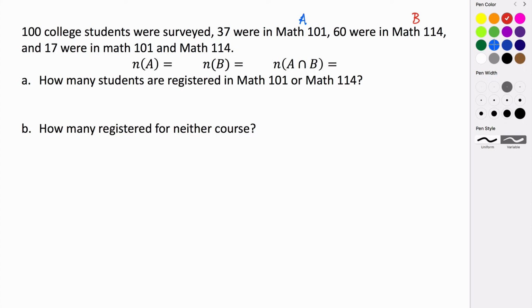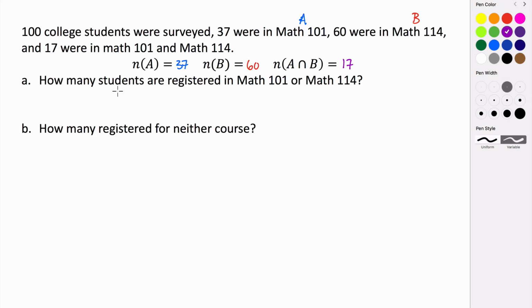So the number of students in set A is 37. The number of students in set B is 60. The number that are in both was 17. Maybe they're a math major and they really love math, so they're taking 2 math classes at a time.